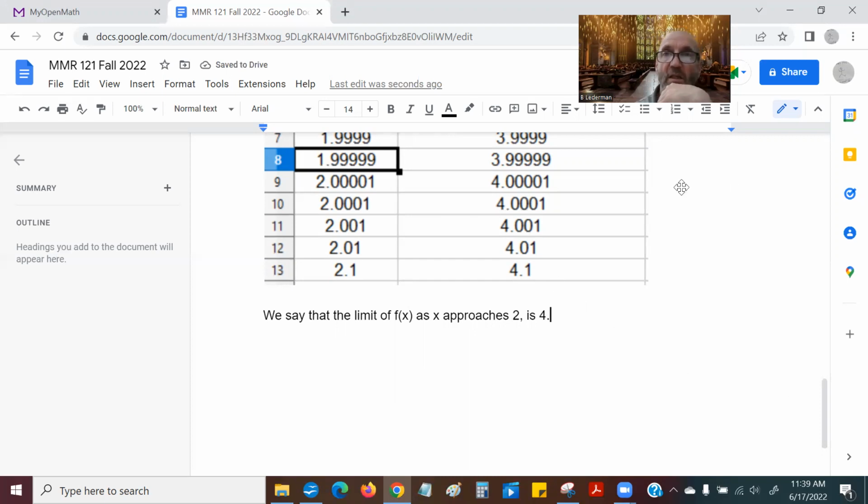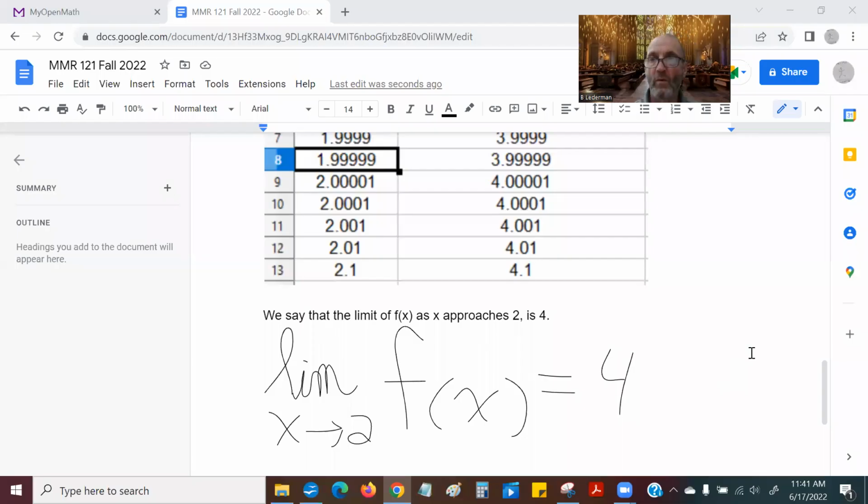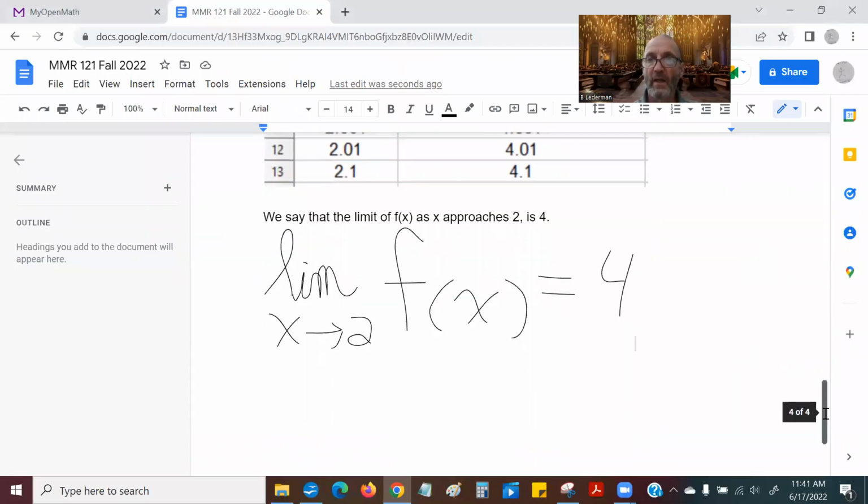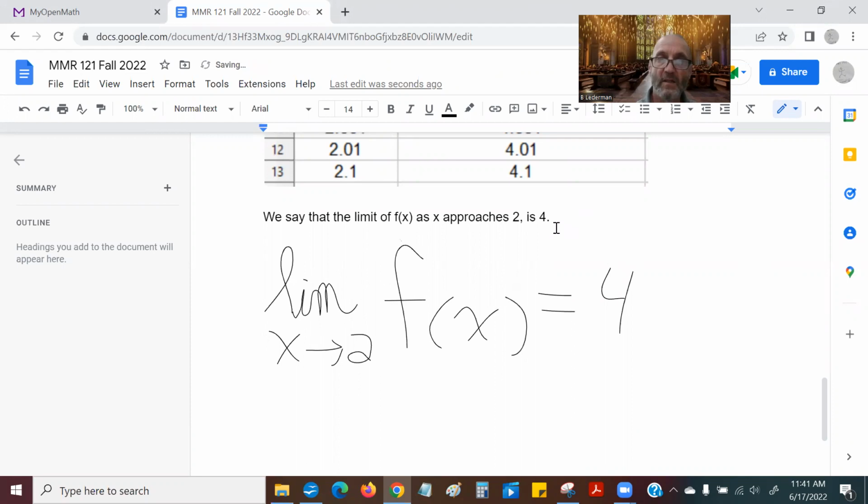We write this in a different way. I'll show you how we write it. We write it like this: the limit as x approaches 2, we draw a little arrow there, of f of x equals 4. And this is, of course, in the case where f of x is equal to x plus 2. This is our case. So it all works. Okay.